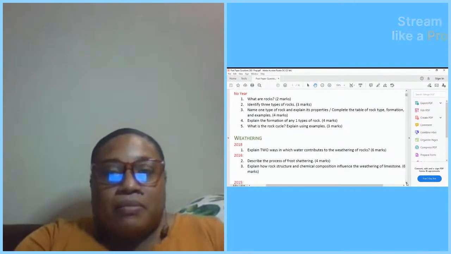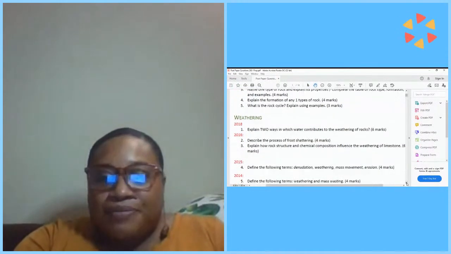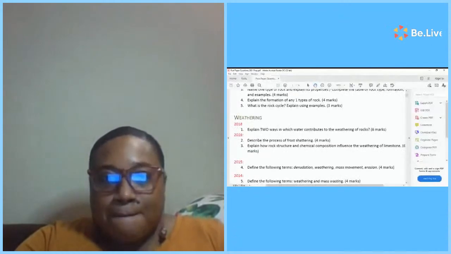you need to know at least two rock types, I would say three rock types for each category. So examples of sedimentary rocks, examples of igneous rock, examples of metamorphic rock. Do you all know the examples? List some for me in the chat.